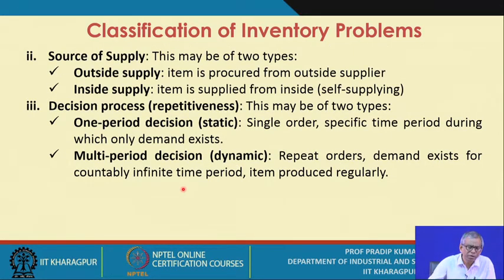The next important factor is the source of supply. So this may be of two types. First one is the outside supply case. That means the item is procured from an outside supplier. So in most cases, almost 40 to 70% of the items listed in the bill of material for discrete type manufacturing systems, or say the typical batch type production systems, you will find they are all procured from outside.